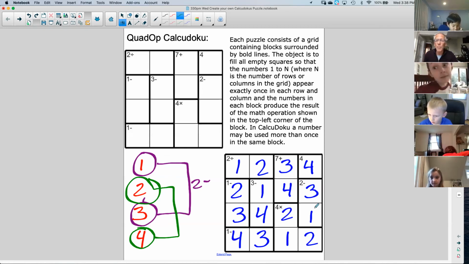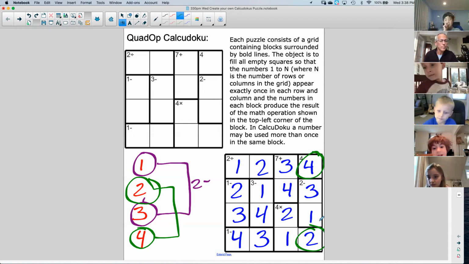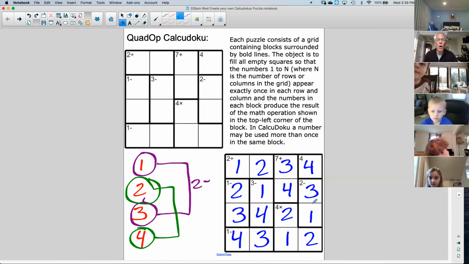Why? Roman, can you tell me why we couldn't put 4 and 2 here? Why couldn't we have a 4 and a 2? Because there's already a what? A 4 and a 2. In that column, there's already a 4 and a 2. So it has to be 3 and 1.